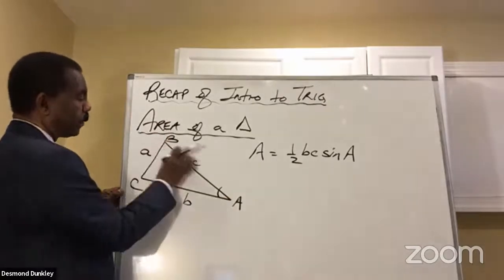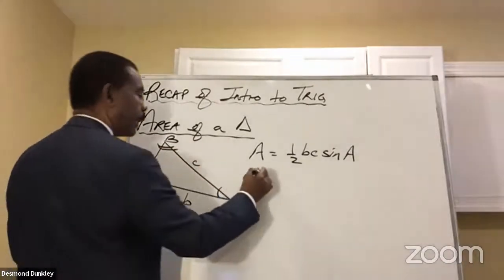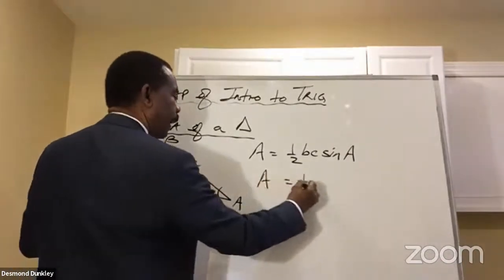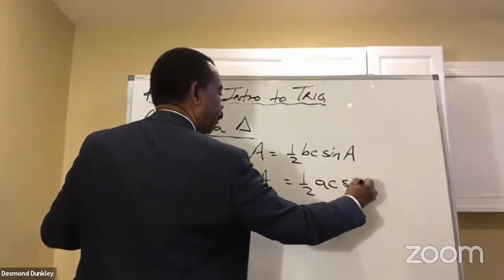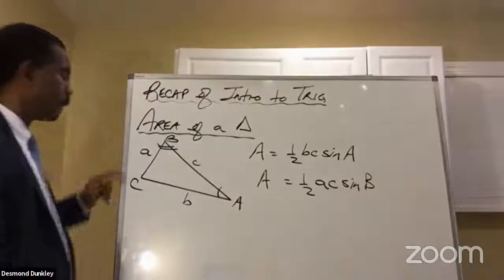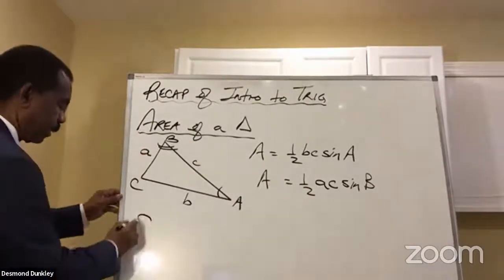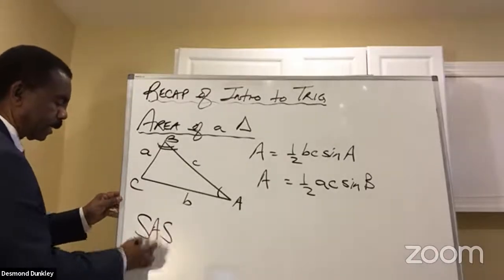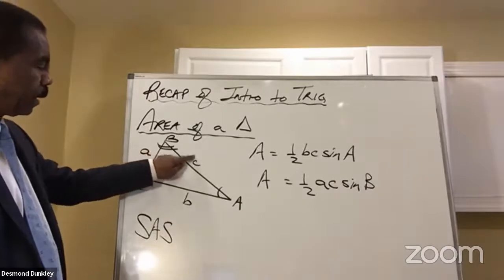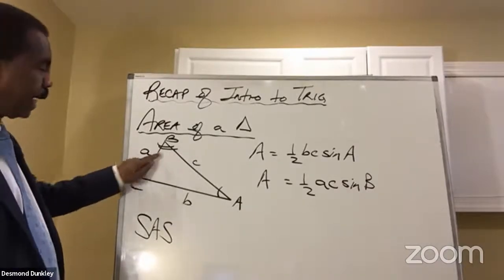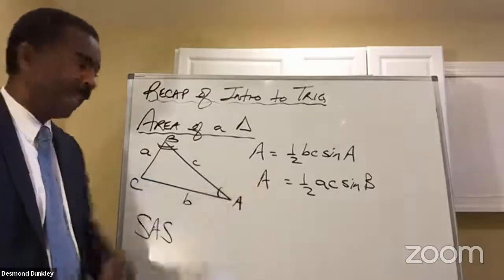Similarly, if you know these 2 sides and this angle, then we can say area is equal to a half AC sine B. So if you have side, angle, side, SAS. You'll hear that expression later, side, angle, side. You have the side and the angle between the two sides. Side, angle, side. Then you can use this formula to find the area.